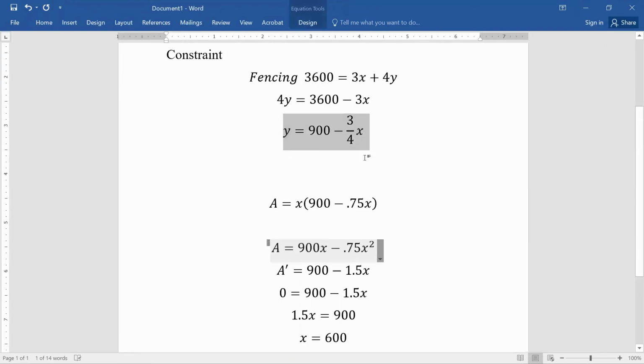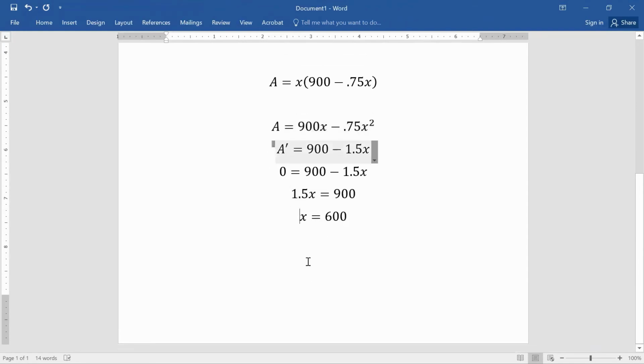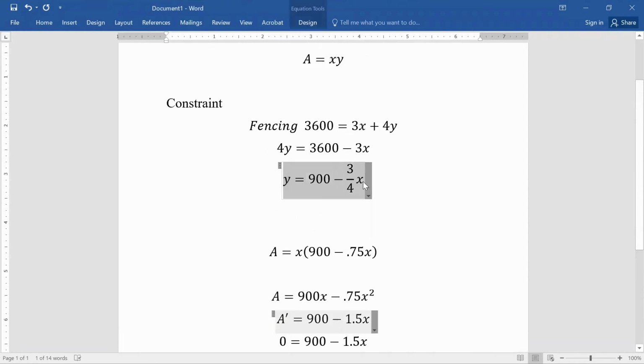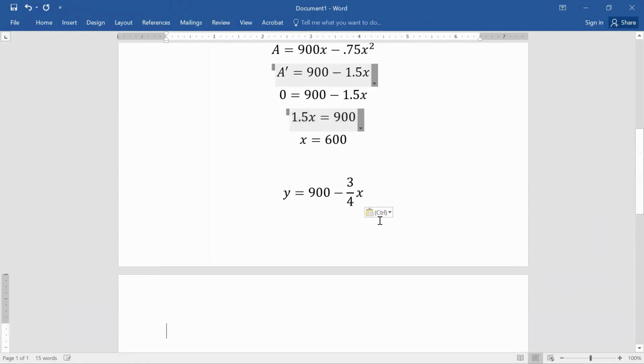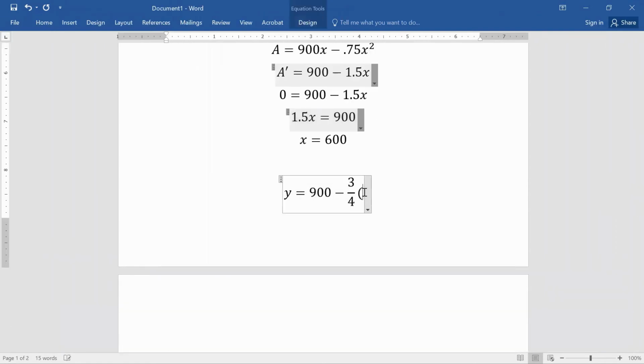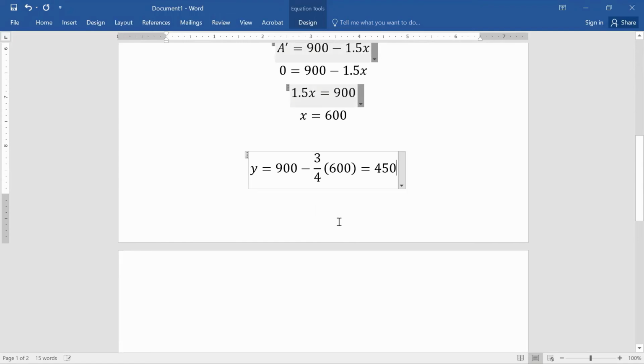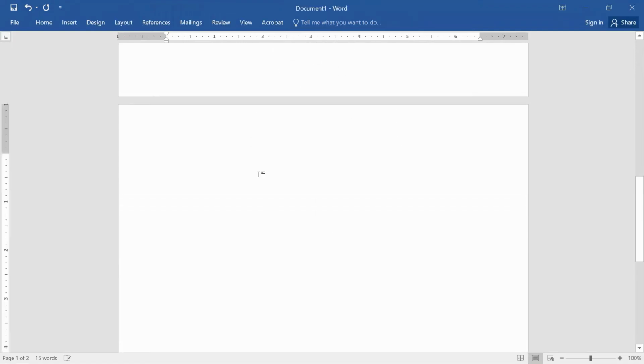And the width of the pen I can figure out by utilizing this. If I plug in 600 for x, 900 minus 3/4 times 600 gives me 450. So the length is 600 and the width is 450.